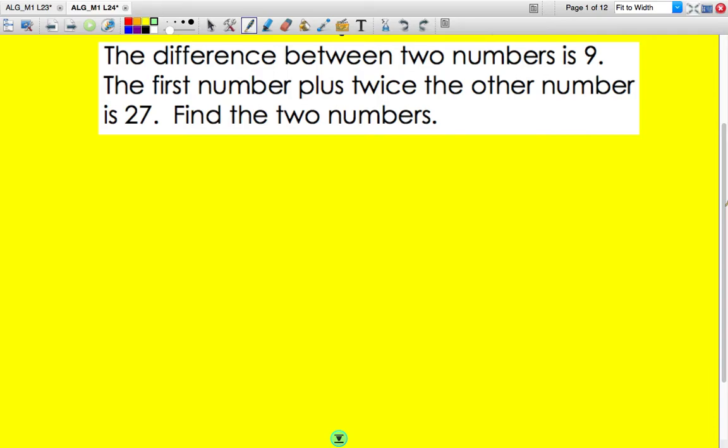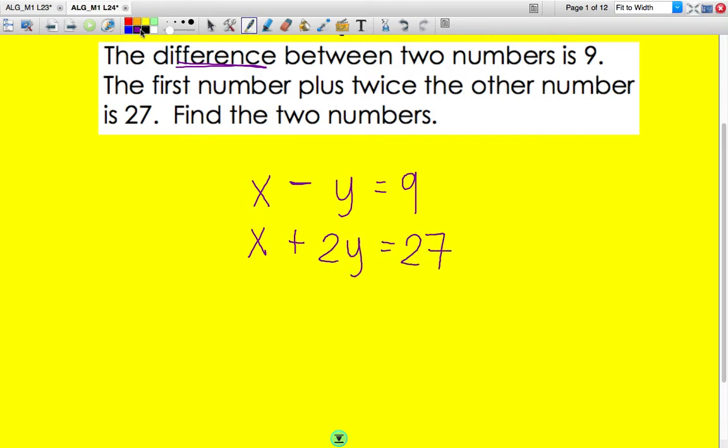It says the difference between two numbers is 9. So we're going to have to write this out algebraically. The difference meaning subtract, between two numbers, so I'm just going to pick x and y, is 9. The first number, so x in this case, plus twice the other number is 27. So before I do anything with this, I need to define my variables. X equals one of the numbers, and y equals the other number.